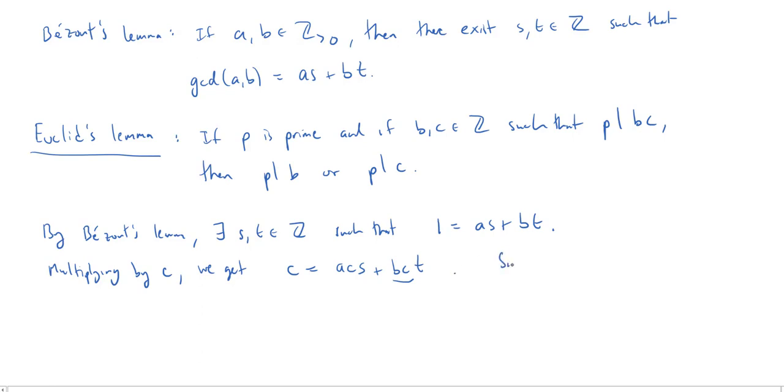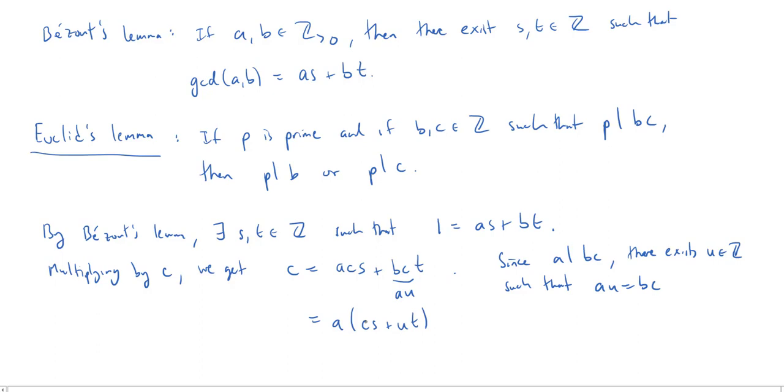So since a divides bc, there exists, let's say, some u in Z, such that au equals bc. So I can replace bc with au. And so now each of these summands contains an a, so I could factor the a out. And I have a times the quantity cs plus ut is equal to c.